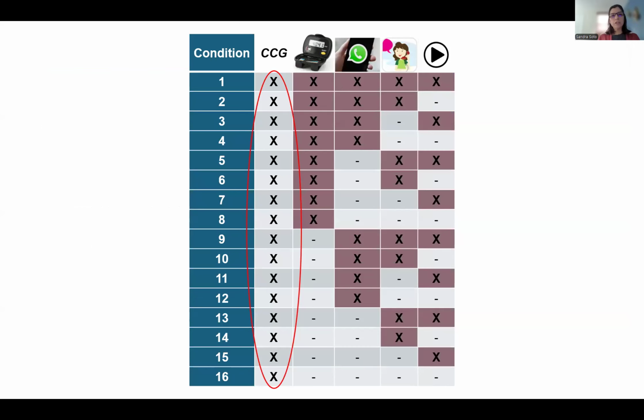And so in this factorial experiment, again, as I mentioned, everybody receives Camina con Gusto or CCG. And then half of the participants will receive the component and the other half will not receive that component, and so on. So half will receive the WhatsApp group and the other half will not receive the WhatsApp group.